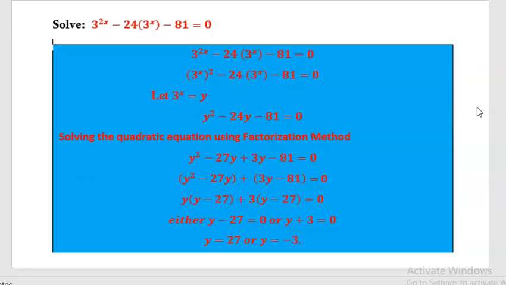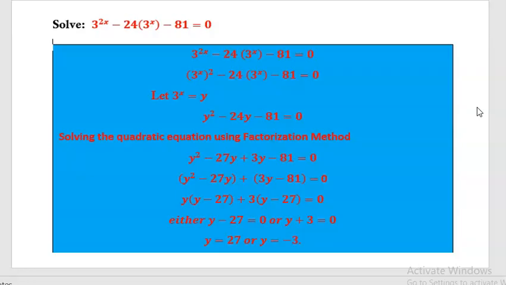So we are going to group them into 2. (y squared minus 27y) plus (3y minus 81) equals 0. So what is common to y squared and 27y? You will see that that is y. So y will be outside the bracket: y into (y minus 27). If you want to know whether you are correct, just multiply it back. You are going to get the former line. So plus 3 into (y minus 27) equals 0.